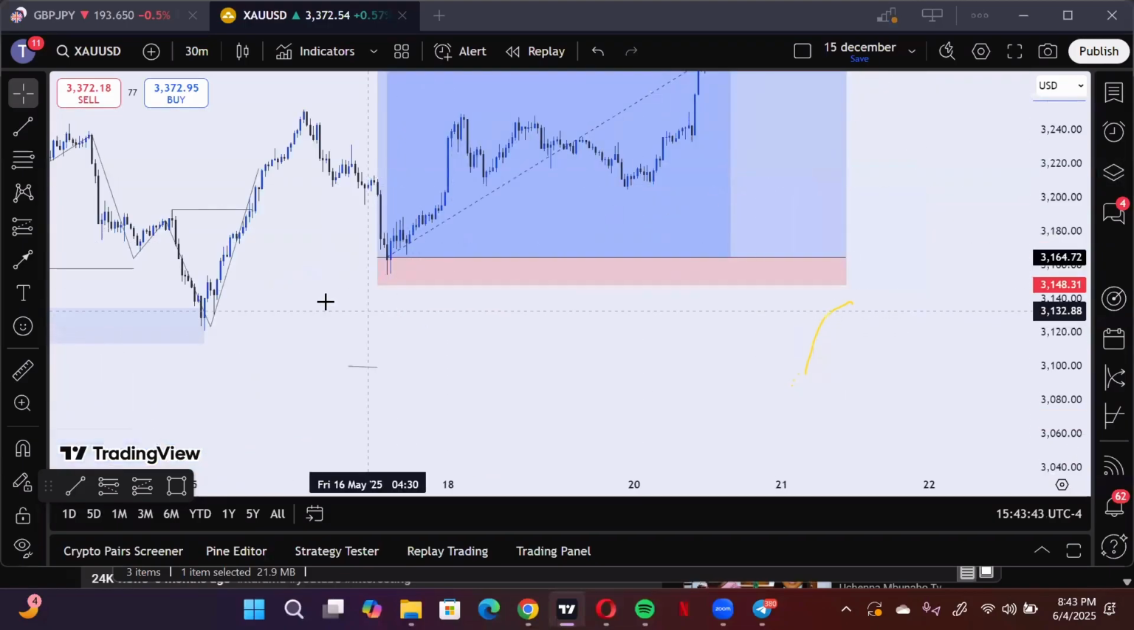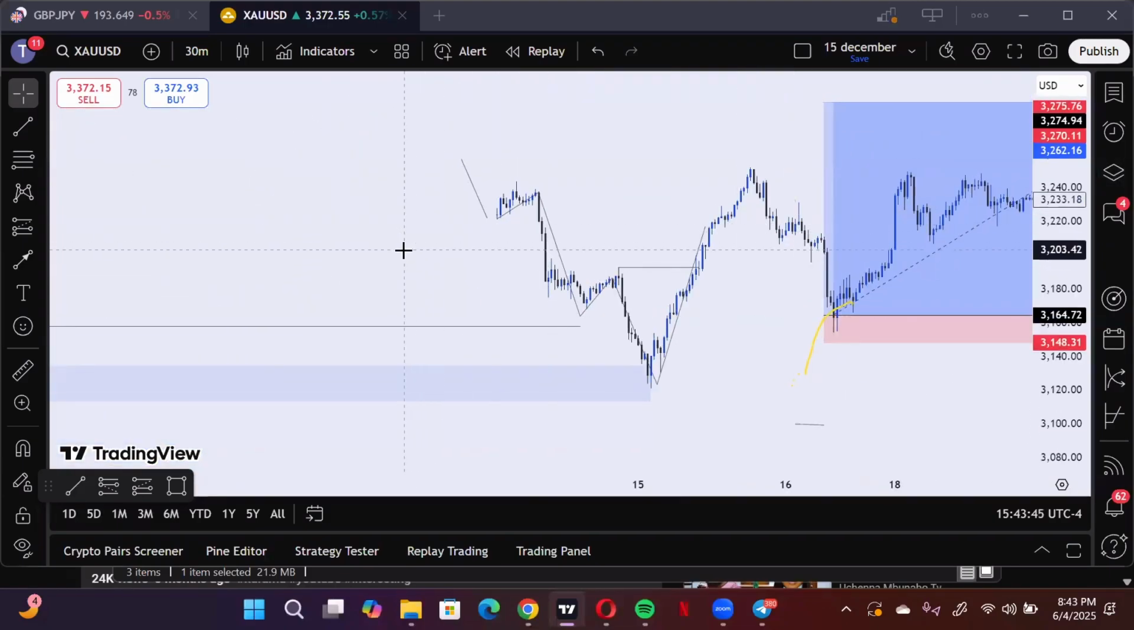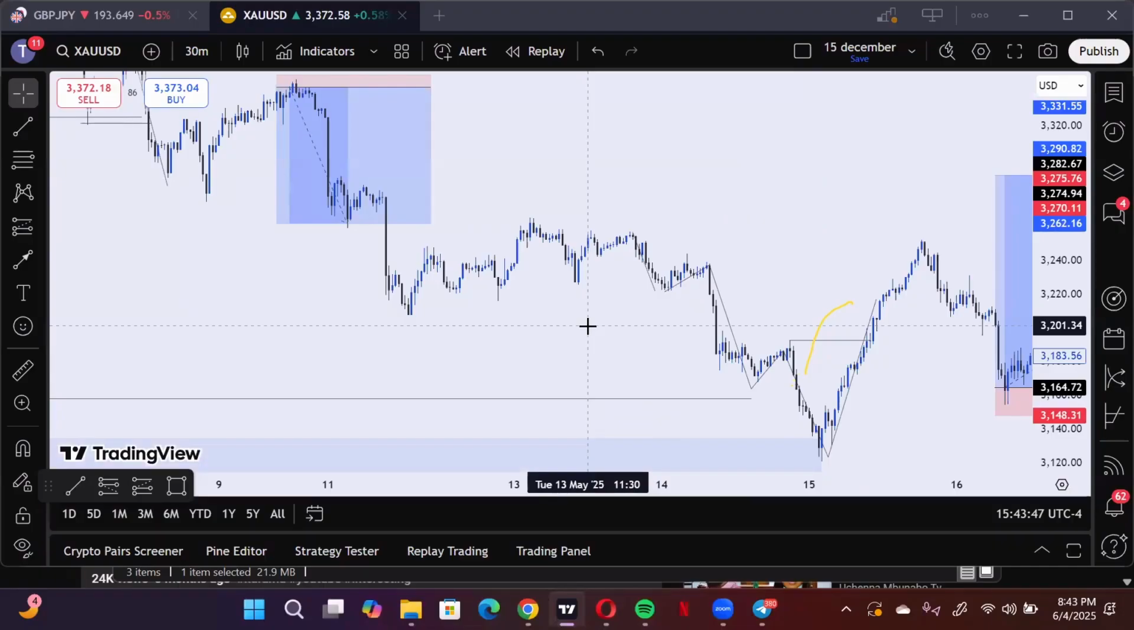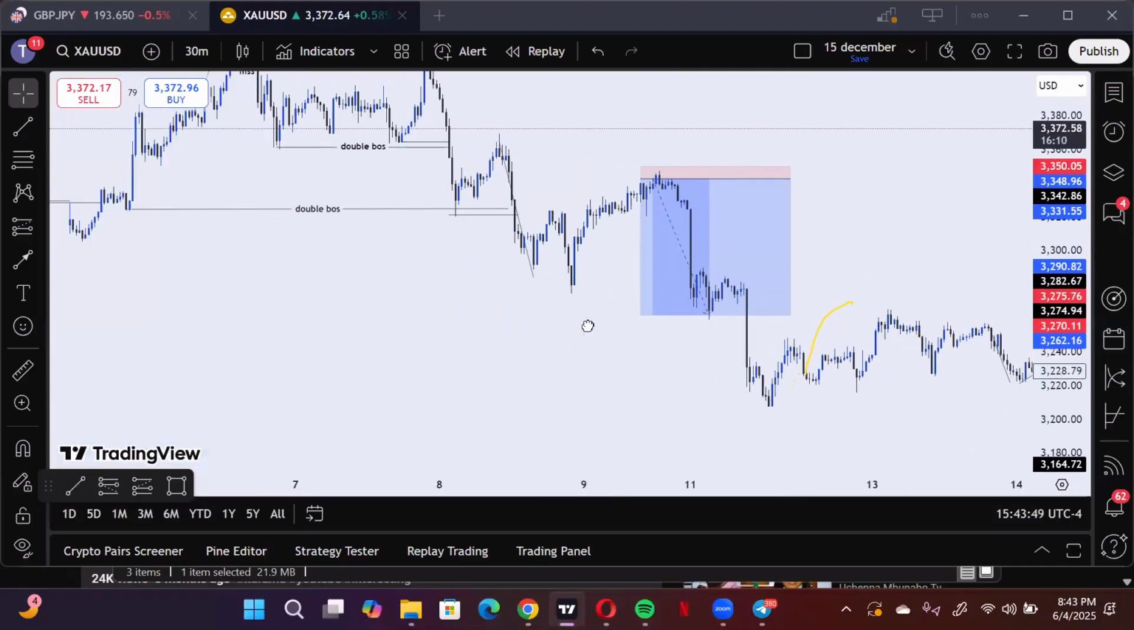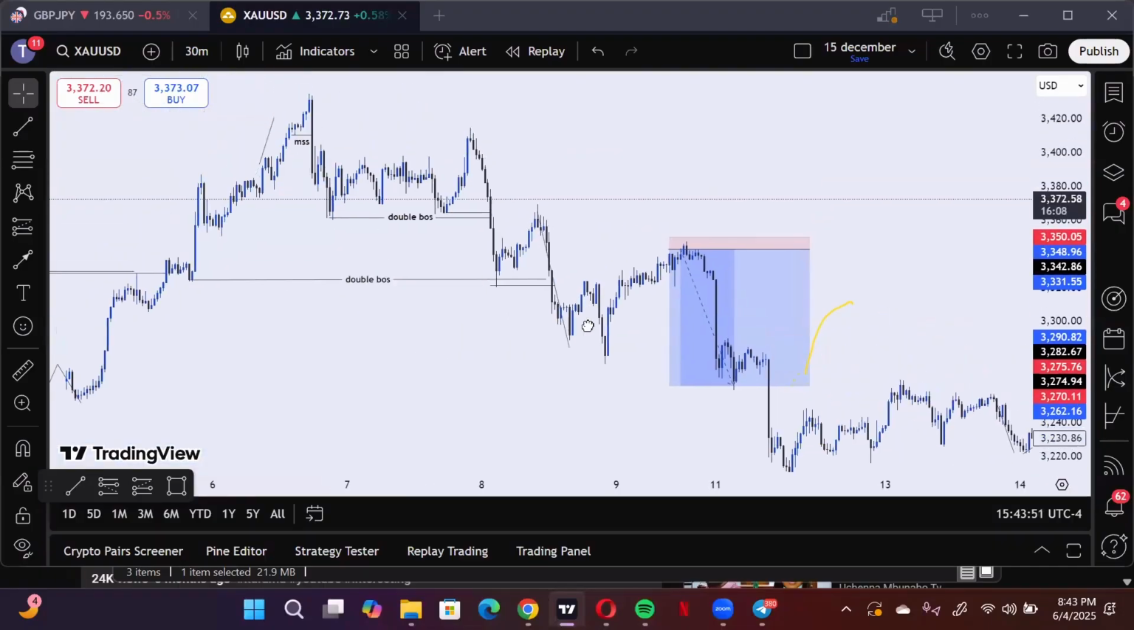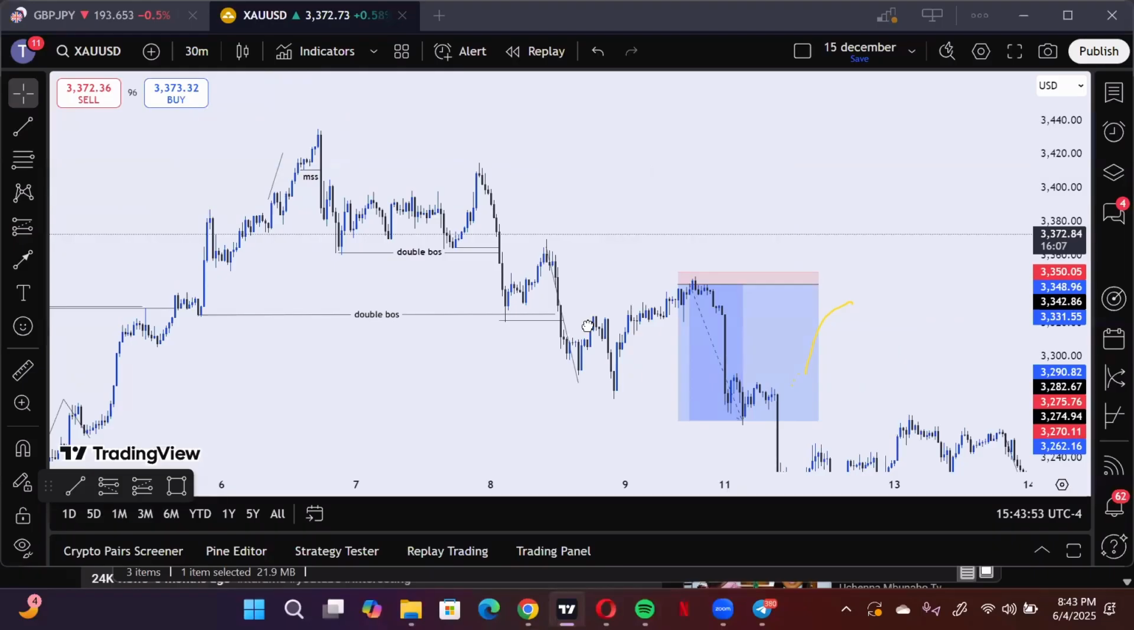So like I said, after your market structure part of the strategy, you move on to the next part of the strategy, which is what? The liquidity part of the strategy. There are different types of liquidity in the market, but the one we use in picking entries is what you call inducement liquidity.